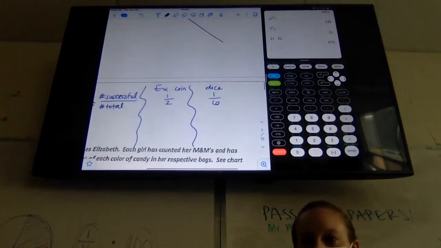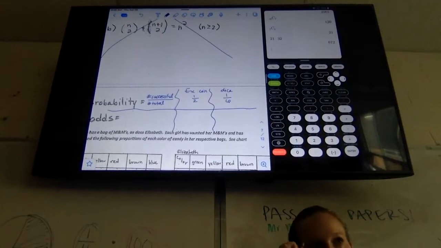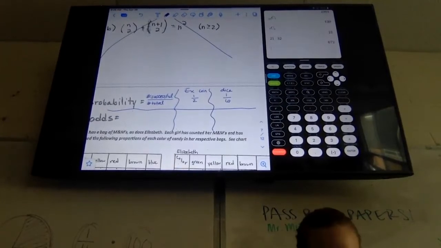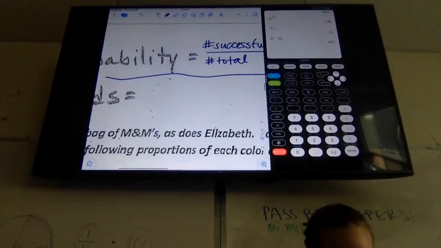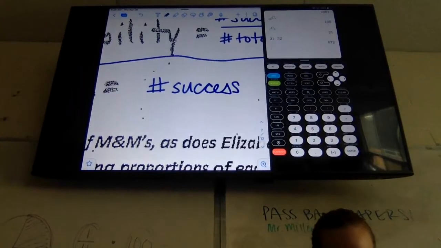Okay, now what's different is odds. And I personally have a really hard time with odds in my head. Some people don't. I, for some reason, just struggle with the concept. Odds is the number of successful outcomes over the number of failures.